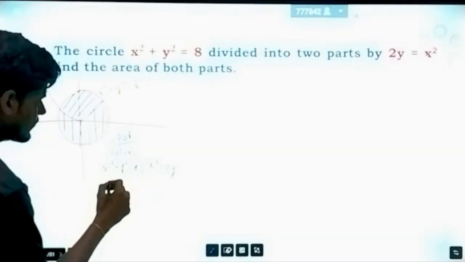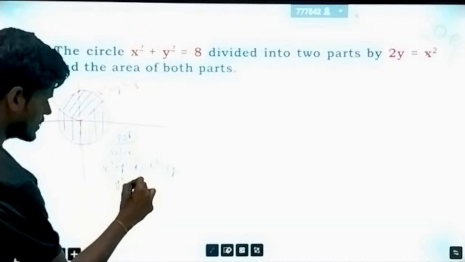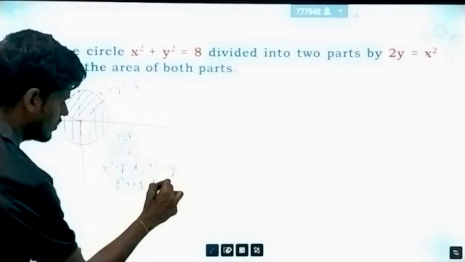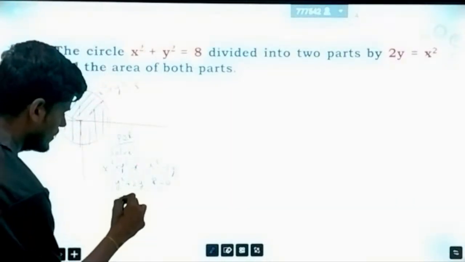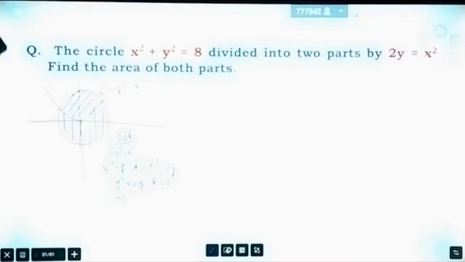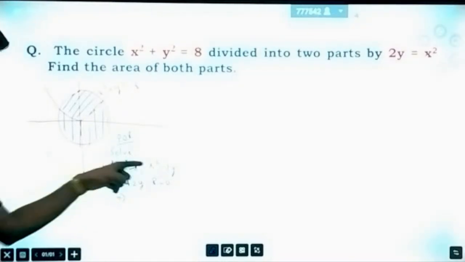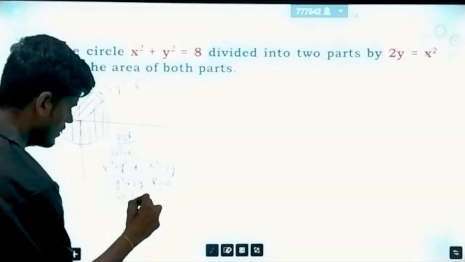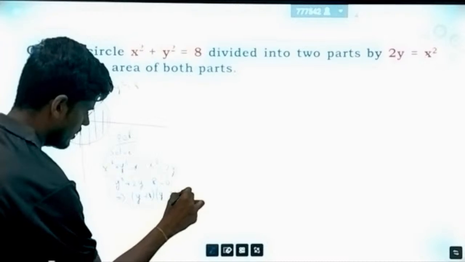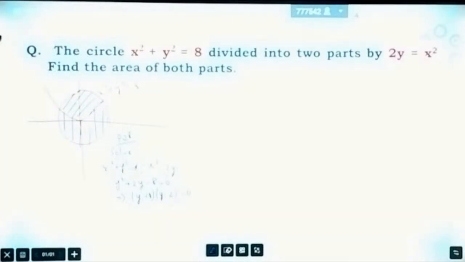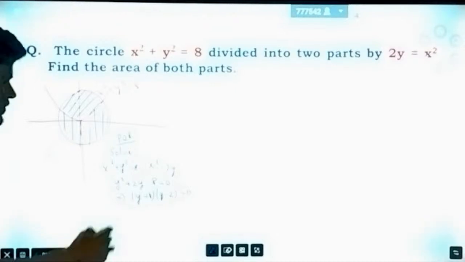Then substitute 2y in place of x square. So we'll get y square plus 2y minus 8 equal to 0. Now what are the values of y? Factorize this. Product is equal to minus 8, sum is equal to 2. Plus 4 and minus 2. So we'll get y plus 4 into y minus 2 equal to 0.